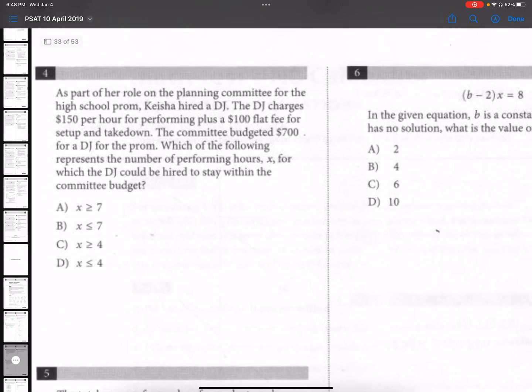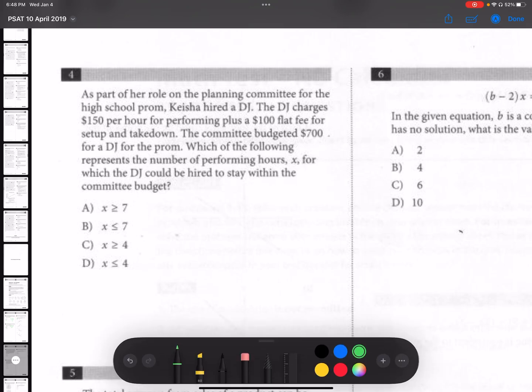All right, number 4. So it says the DJ charges $150 per hour, performing, plus a $100 flat fee. So the comedy budget is $700. So that means that $150 per hour plus the $100 flat fee is less than or equal to $700.